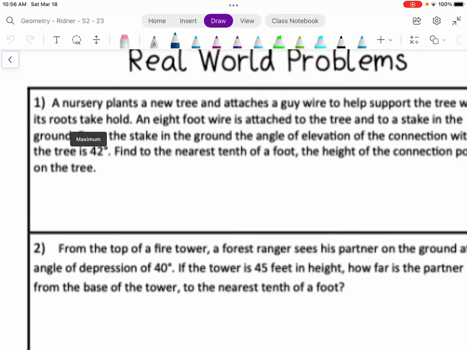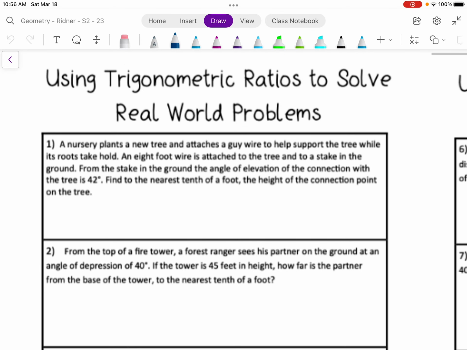We have some nursery plants, and they're going to plant a new tree, and they attach a guy wire to help support the tree. So what that means is here's my tree. You get to see my wonderful artwork here. They're going to attach a wire to it, okay, to keep it supported until all the roots are strong enough and they won't blow over. An 8-foot wire is attached to the tree and to a stake in the ground. From the stake in the ground, the angle of elevation is 42 degrees.